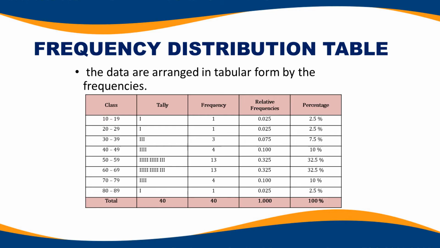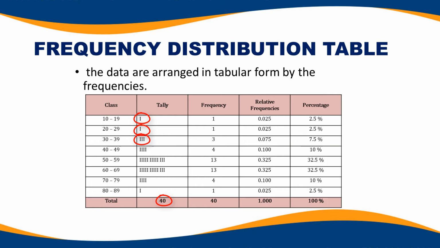So, kung makikita natin yung array, so ilang edad yung nasa 10 to 19. So, since there is only 1 for this category, for this class, 18. So, we have 1. Then, we have 1 person aging 20 to 29. 30 to 39, we have 3, 40 to 49, 4, 50 to 59. So, ito yung pinakamarami, which is 13. Another, 60 to 69, 13 also. Then, 70 to 79 is 4. Then, 80 to 89 is 1. So, the total number of passengers is 40.